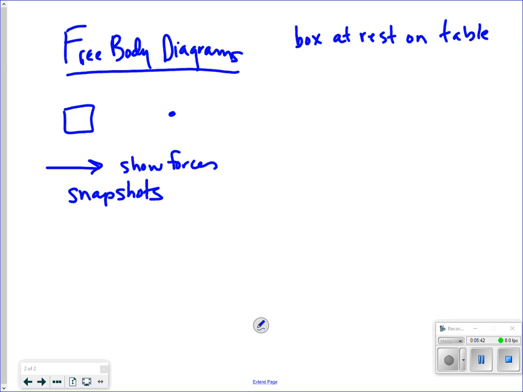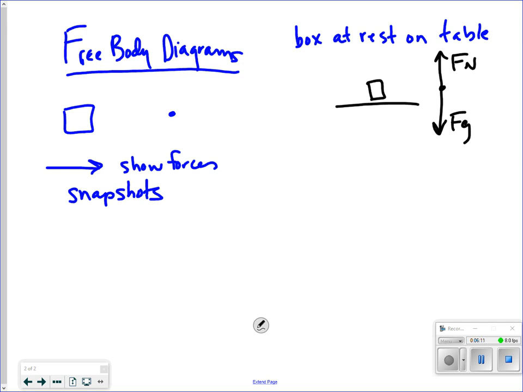All right, if we have a box at rest on a table, here's my box, or you could just do a dot, up to you. There's my table. What's going on here? Well, I've got gravity going down, right? But I know it's not sinking through the floor. There's got to be something on its way back up. Hopefully you've guessed it. It's going to be normal force. And that's it. That's my free body diagram.